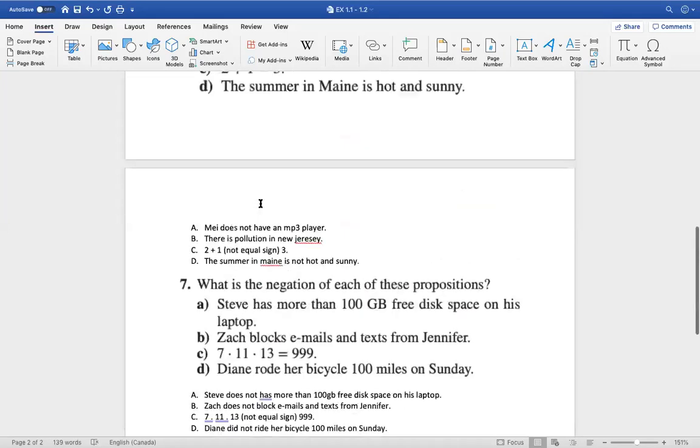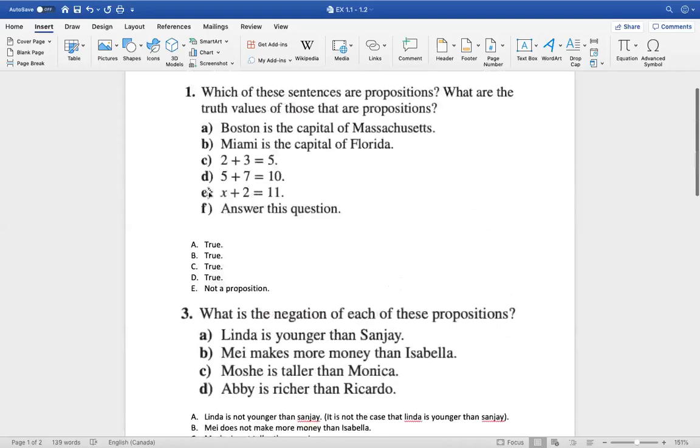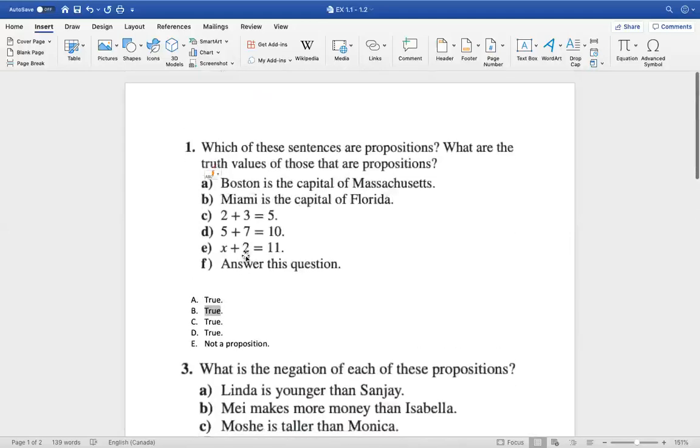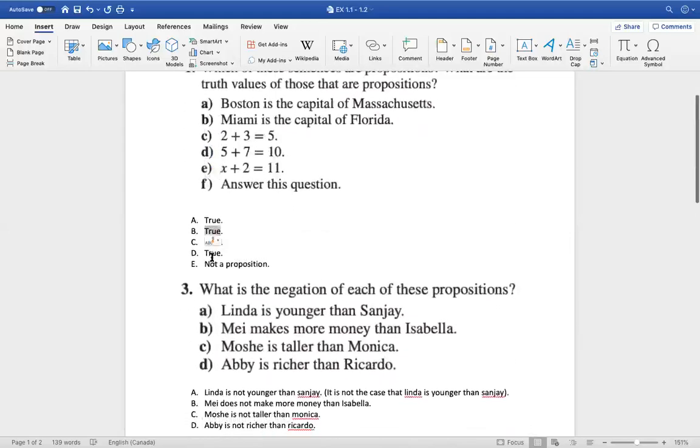So for example, we saw an example here: x plus 2 equals 11, for the part E. We say that this is not a proposition because the value depends on the value of x. But let's say we know that x is 5. So 5 plus 2 equals 11. We know that this is a proposition, but the value is actually false. Oh, I see. Okay.